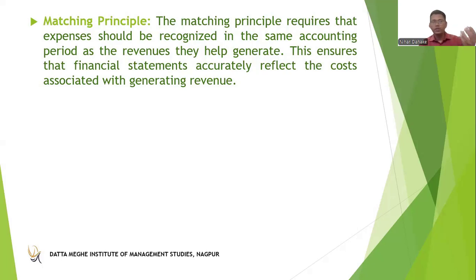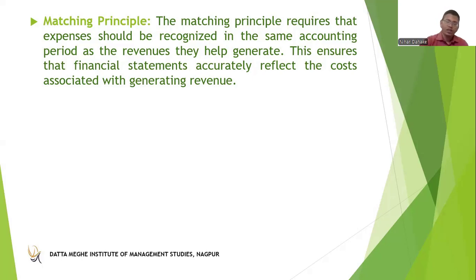Means if you are making some expenses and from that you are generating revenue, it should be maintained in your books of account in that particular period when you are generating income, and for that making expenses, it should be mentioned in that particular year when you are spending the money and earning profit from that spent money. Okay, so the matching principle says expenses should be recognized in the same accounting period as the revenue they help generate. Means which expenses you are making, and from that the revenue you are generating, it should be recorded in the same period. This ensures that financial statements accurately reflect the cost associated with generating revenue.